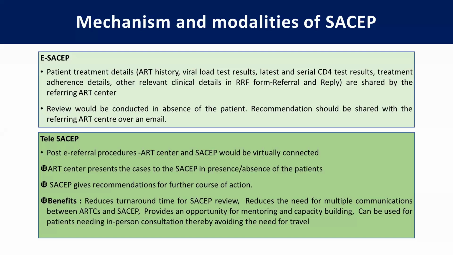So what are the benefits? Suppose on paper I ask for some information, that I want the latest creatinine, because the regimen involves deciding the dose of lamivudine as per creatinine clearance, and the referral doesn't have the latest creatinine. It is a 1 month old creatinine report. Then we just do a phone call, because if I write a mail on paper and ask for the latest creatinine, it is reviewed by the concerned ART center and there is a turnaround time, maybe 2 weeks also. And again, there is a delay. So to reduce that turnaround time, the easiest thing is to have communication either through tele-SACEP or through just a phone call, whatever is feasible and easy. And it also provides an opportunity for mentoring and capacity building.